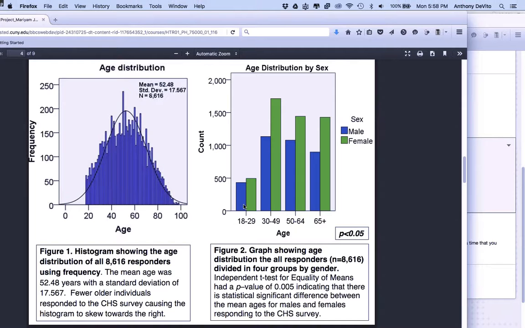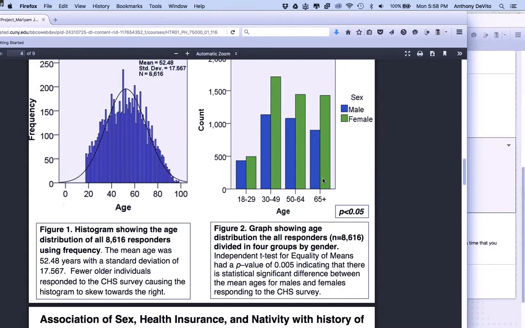If you look down here, 18 to 29, the difference is not that big. But as they get older, there's a lot more older females in the population. They're susceptible to cancer, heart disease, so on and so forth.